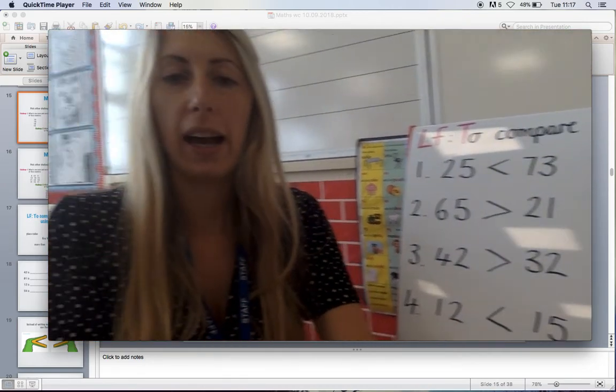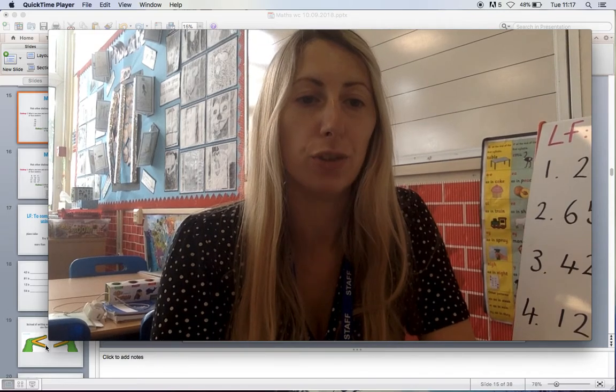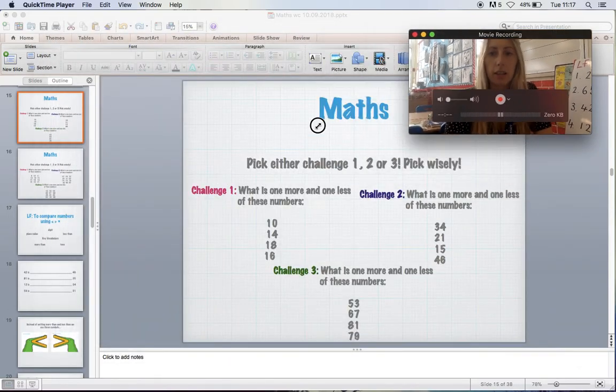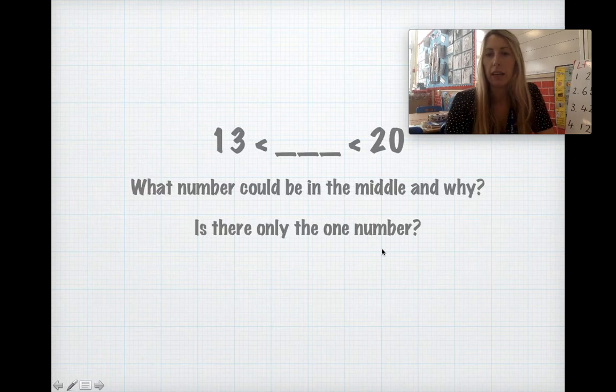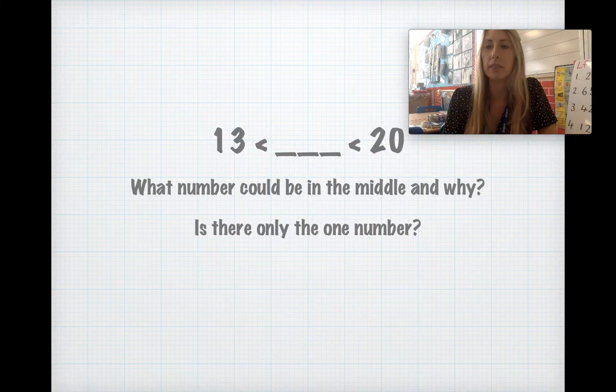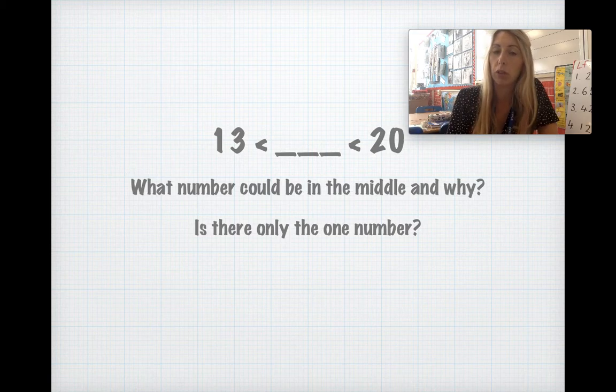Now I do have an extra challenge for you. So let's get that up. Now on the next slide I have got it laid out a little bit differently. It says, what number could be in the middle and why? Is there only one number? Perhaps there's more than one right answer.